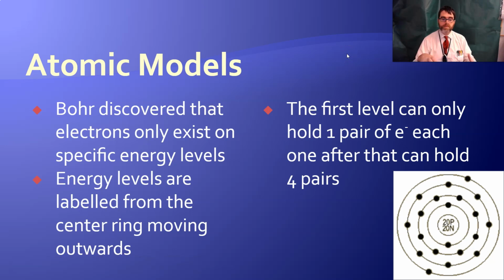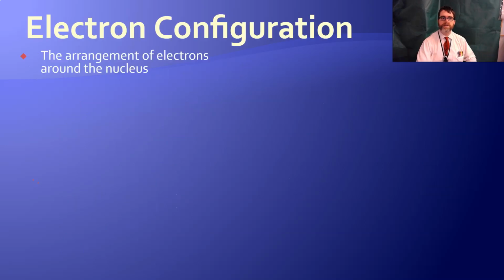We've already looked at how to draw Bohr models of the atom, and now we're going to get into how we can abbreviate that, how we can make it so we don't have to draw that every time we need to work with it. So we're going to get into something called the electron configuration.